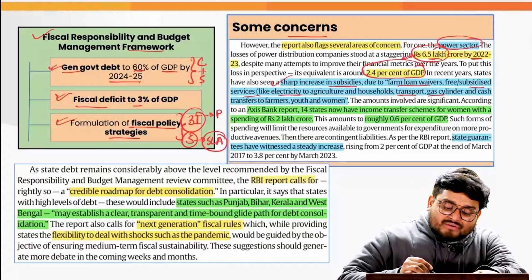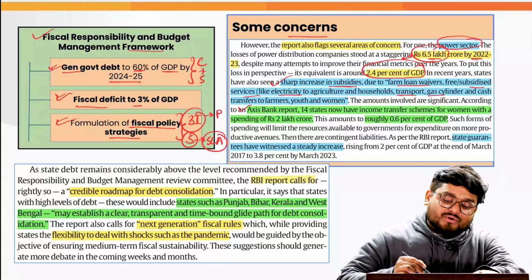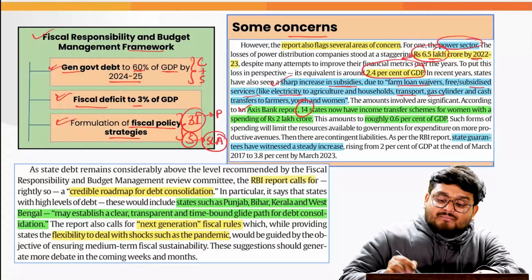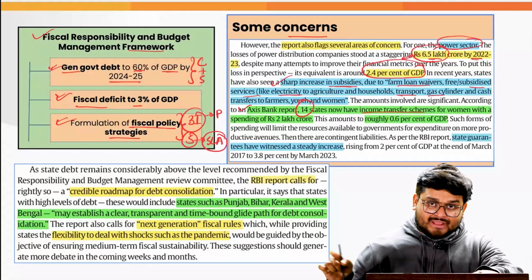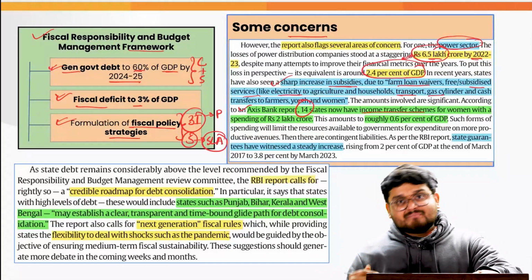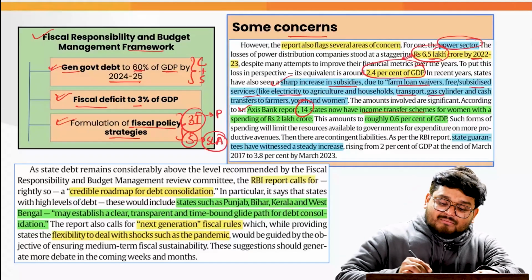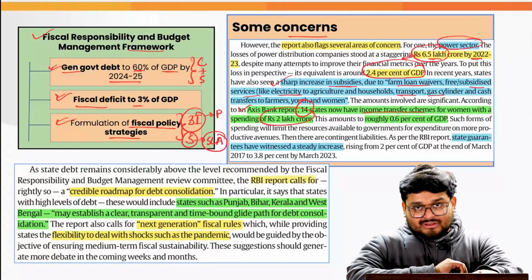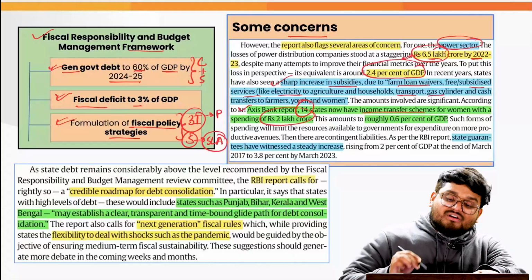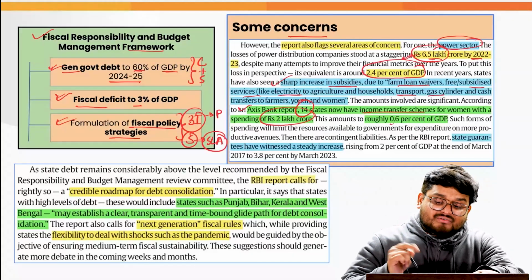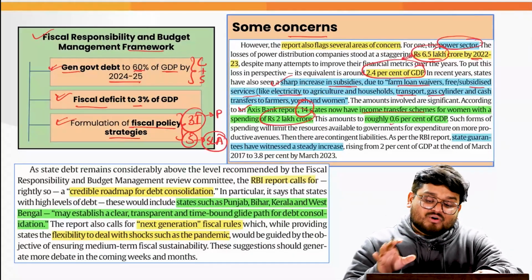This is also causing a financial burden, right? Because we have to understand, according to an Axis Bank report, 14 states now have an income transfer scheme for women. That is, those state governments are giving free money to the women, and this is amounting to 2 lakh crore, correct? So this is roughly 0.6% of our GDP. So a huge amount already.